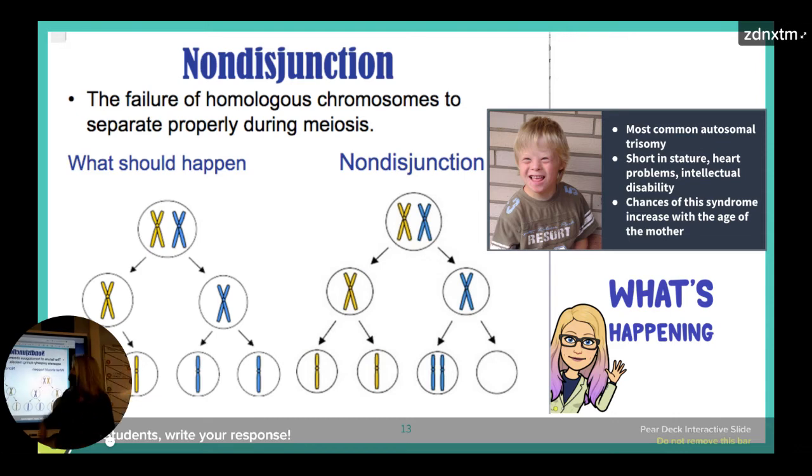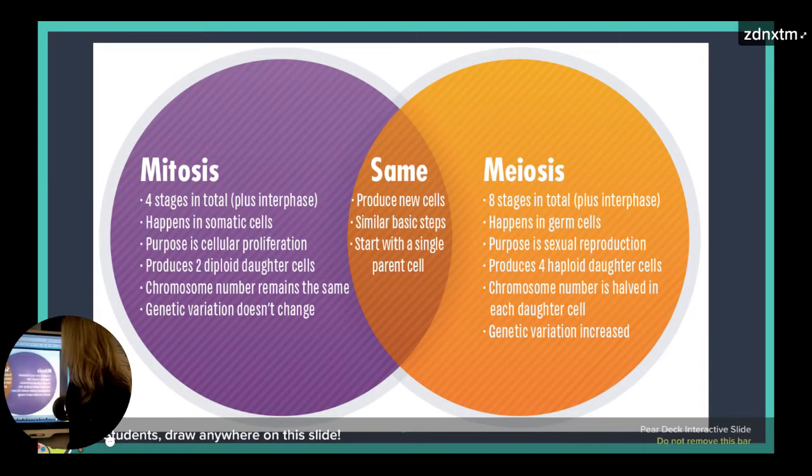And Down syndrome is a good example of trisomy 21, the most common autosomal trisomy. Then I gave you a slide here that you can use: mitosis, meiosis, differences, and then how they are the same. Okay, that is chapter 5. That's our oldest chapter of the unit, yes?